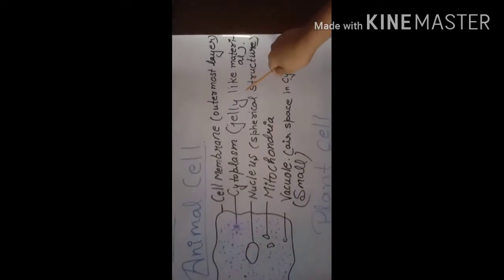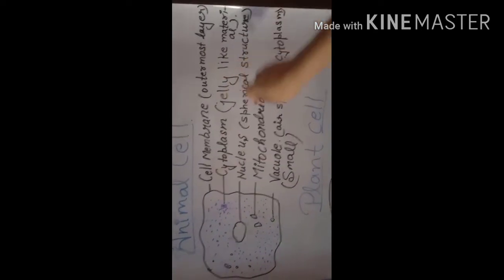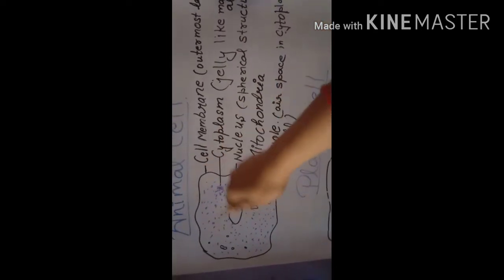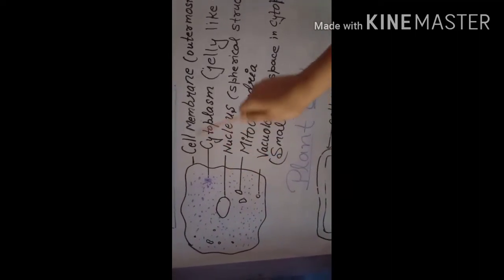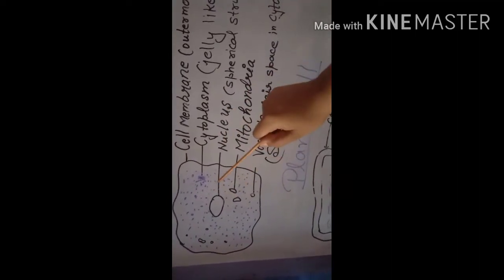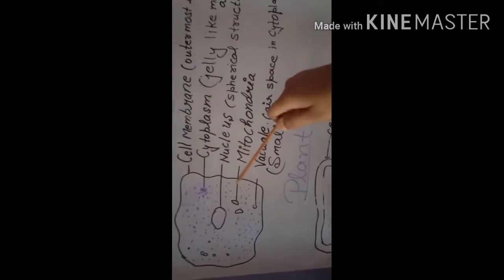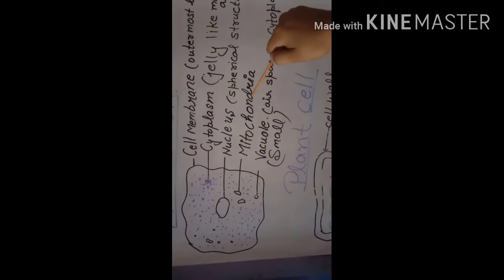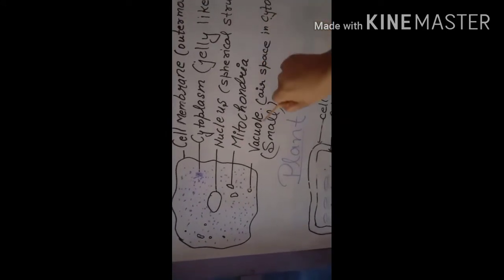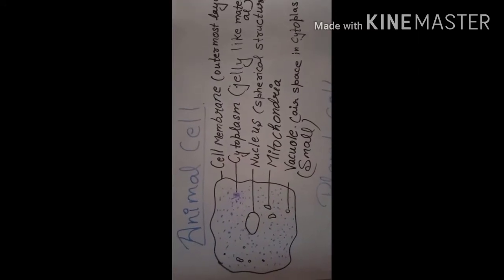Cytoplasm is the jelly like material that is filled inside the cell membrane. And the nucleus is at the center of the cell, spherical in structure. Mitochondria store energy for the cell, and vacuoles are air spaces in the cytoplasm area, and they are small in size as compared to the plant cell. This is only about the animal cell.